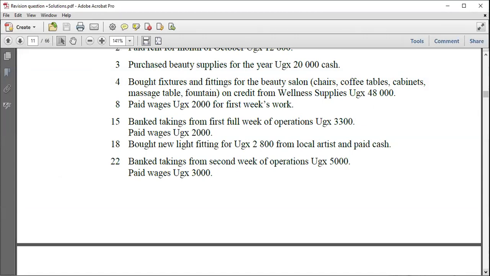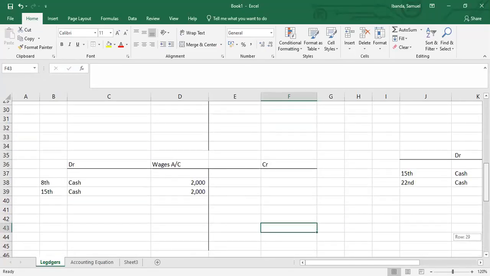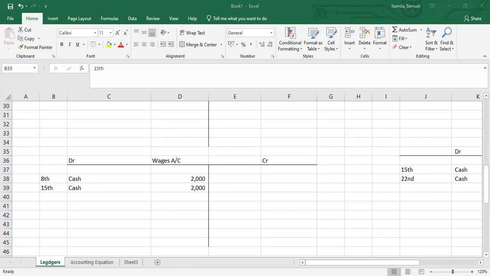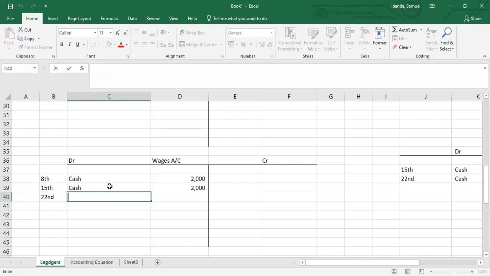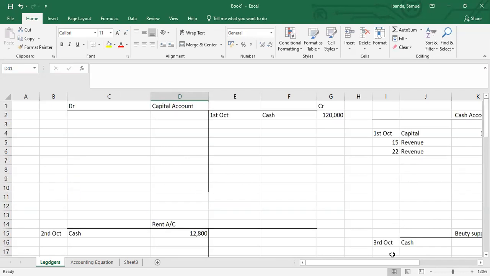Before that, I want to recognize, of course, the wages of 3,000. We've not yet recognized those. You just go back and go to your wages account. Do that very quick. Wages, this is on 22nd. So 22nd, these wages were paid in cash. And how much were they? 3,000. Recognize them here.